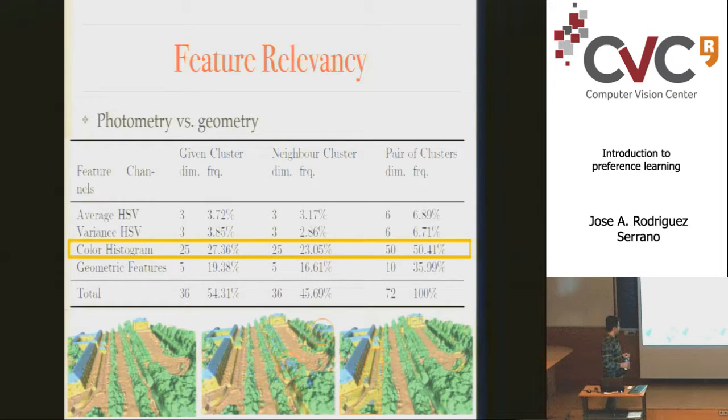Here I'm just showing some analysis to show which kind of information is more useful. Color histogram was used the most. As you see, in 50% of the cases, I was using this information in my random forest when I was doing these random tests. And also you have the given cluster and the neighboring cluster, and of course the given cluster is used more than 50% of the time to predict the label, and also the neighboring information.